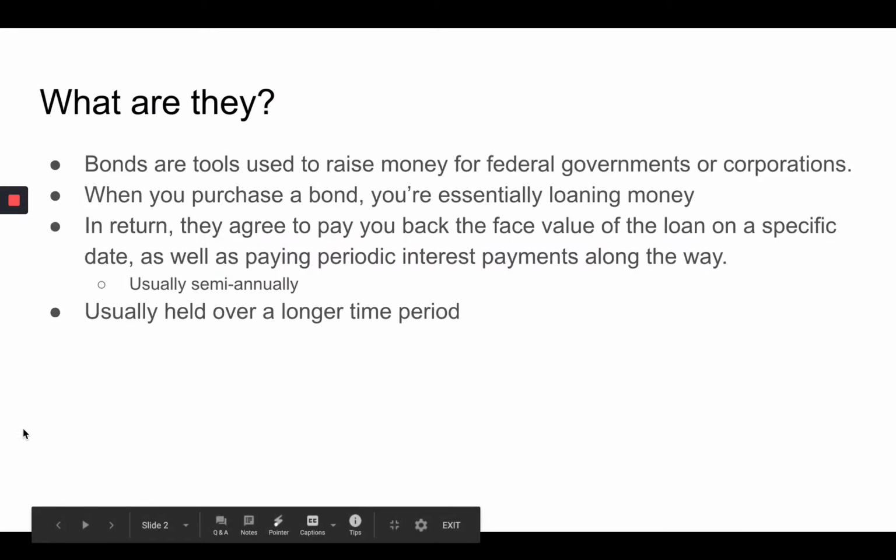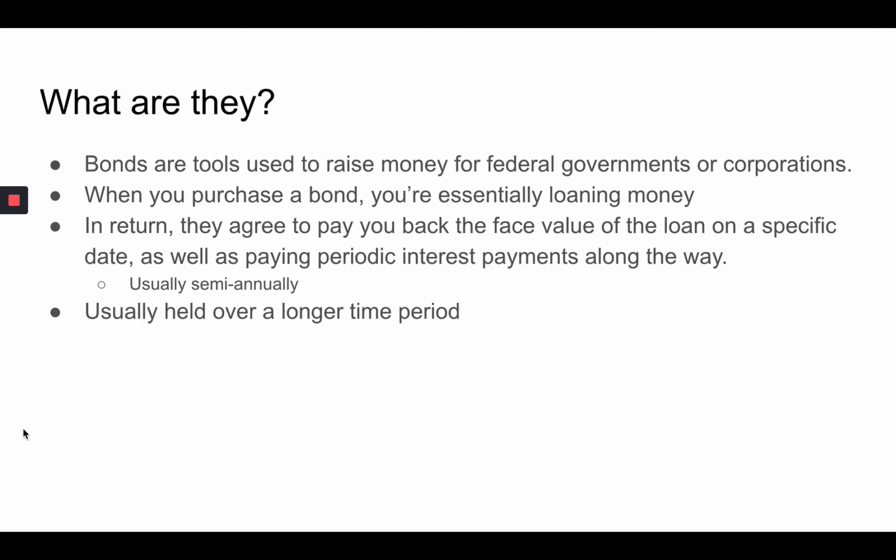So bonds are essentially tools used to raise money for either federal governments or corporations. Essentially, it's a loan that the investor is giving the respective entity so that they may finance projects they want to pursue. In return for your loan, they not only agree to pay you back the face value of the loan, which in other words is the amount of money you loan them on a specific date, they also pay you periodic interest payments along the way.